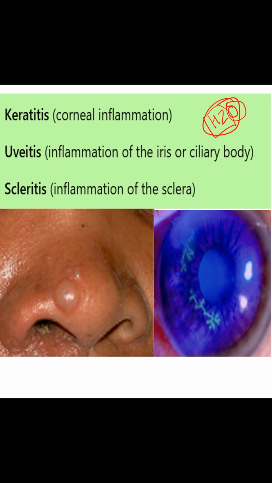So you can see either the corneal inflammation known as keratitis, or you can see uveitis, or you can see inflammation of the sclera. So this is known as the Hutchinson sign.